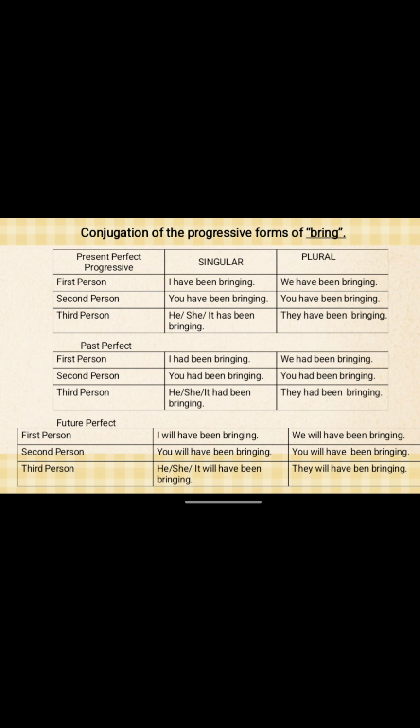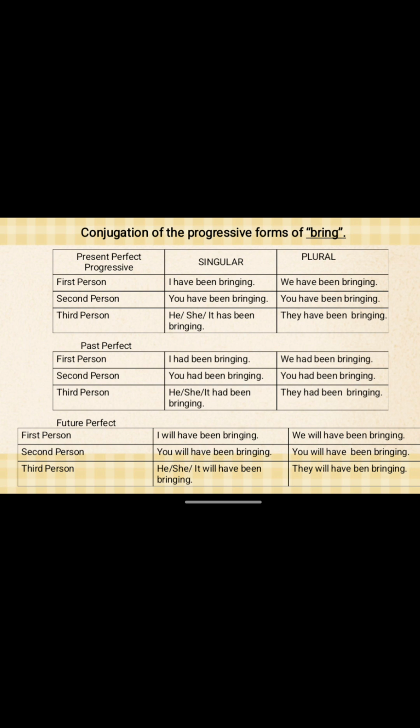In the plural, we have been bringing. Second person, you have been bringing. Third person, they have been bringing. So we move on here to the second to the last, past perfect progressive. So what is past perfect progressive? It is the action that was ongoing before another past event. So the structure we use here is had been plus verb ing.